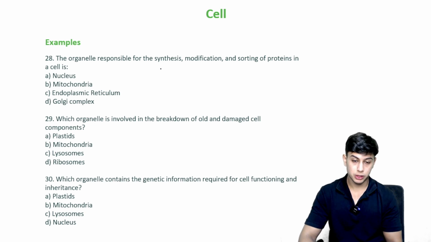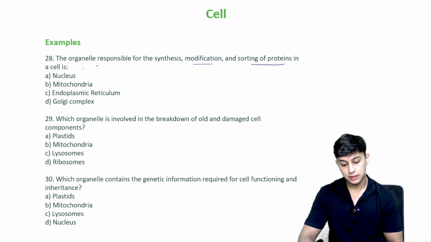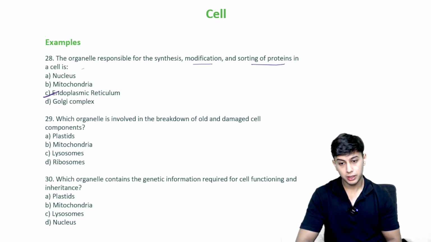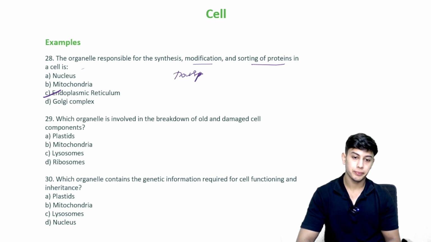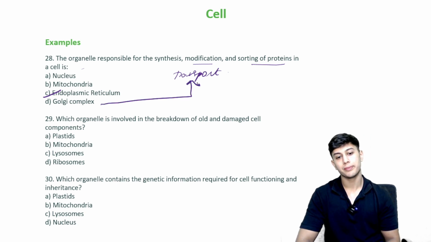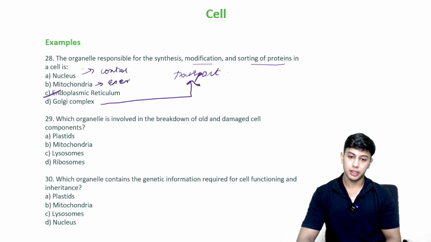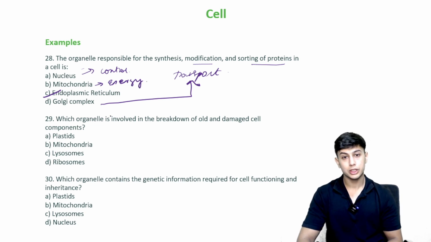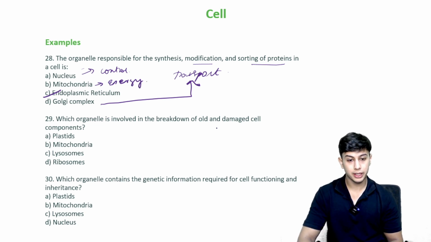The organelle responsible for the synthesis, modification and sorting of proteins in a cell is endoplasmic reticulum. Again, if this was transport, then it would have been Golgi complex. If this was control, it would have been nucleus, and if anything related to energy, it was mitochondria.